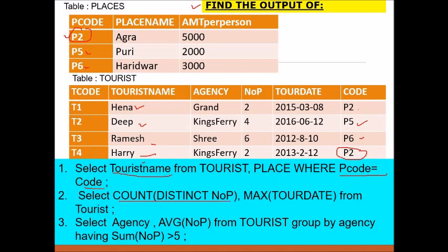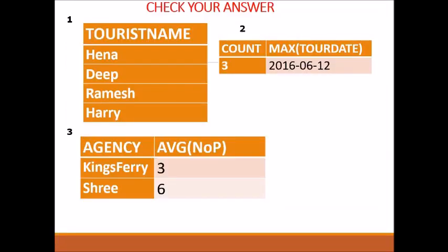Select count distinct NOP. First, distinct NOP. How does distinct work? Where is the NOP column? This is the NOP column. Distinct means it will not take the duplicate values, and count will count those values. So start counting distinct values in the NOP column. So 1, 2, 3, that is repeated, so it will not count. So how many different values are there? 3. Max tour date. So you find the maximum date. So this will be the output.